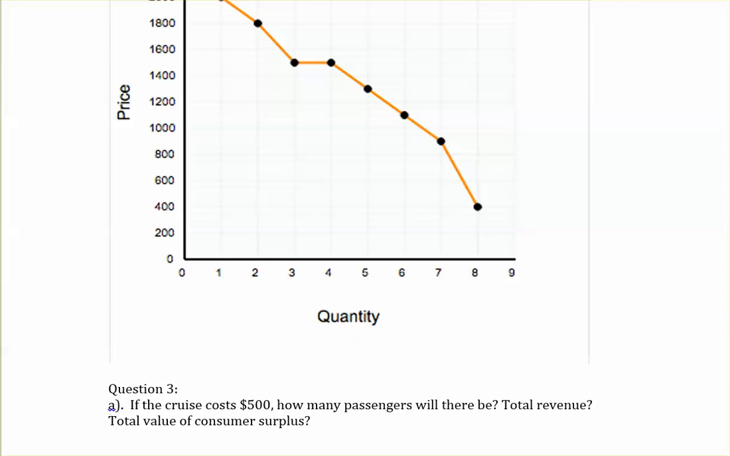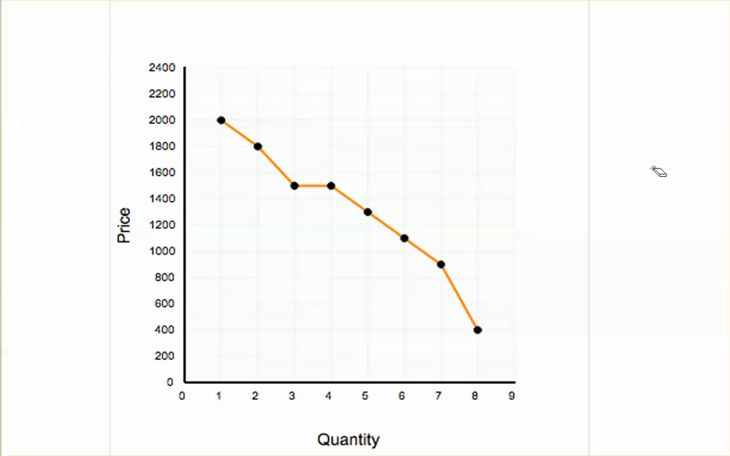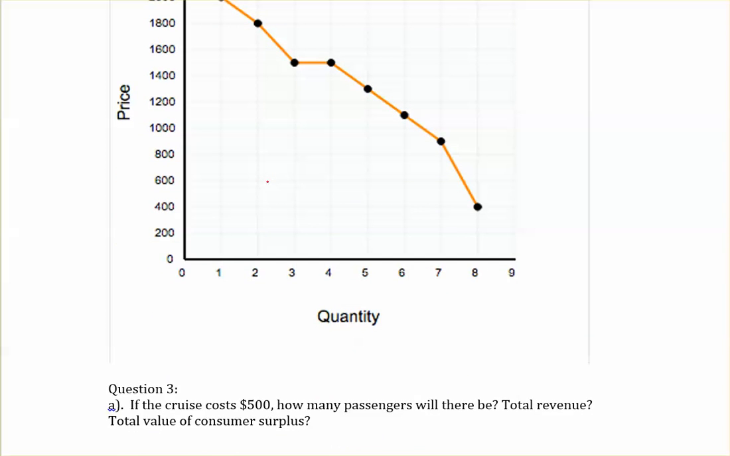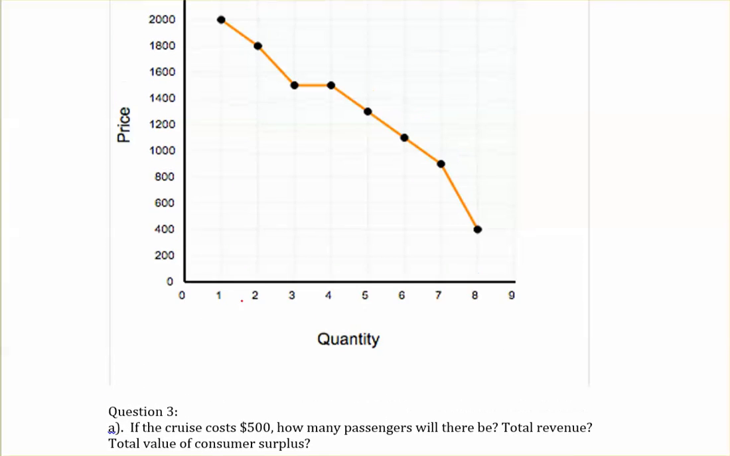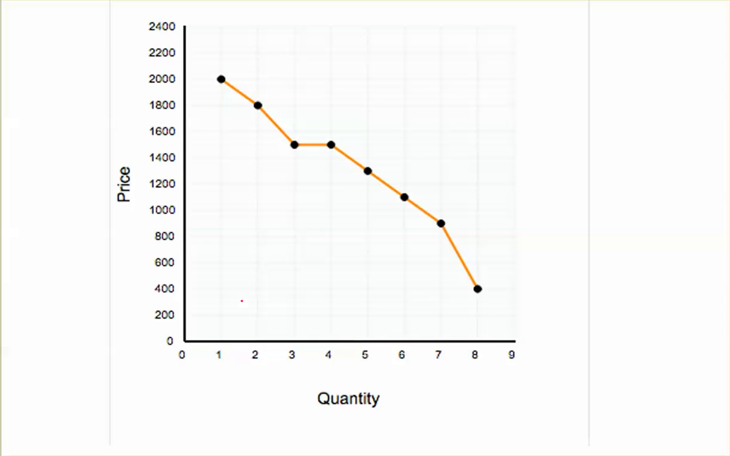So question number 3 is still about consumer surplus, revenue, and price discrimination. The graph in the video is telling us the demand curve, right? You should remember it. The first question asks us, if the cruise costs $500, how many passengers will there be? To answer this, we want to see, if the market price is $500, how many people are above that $500 horizontal line.